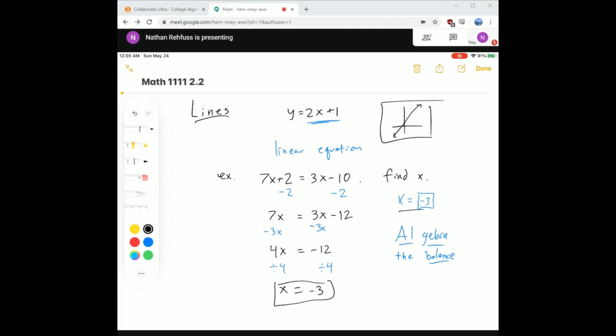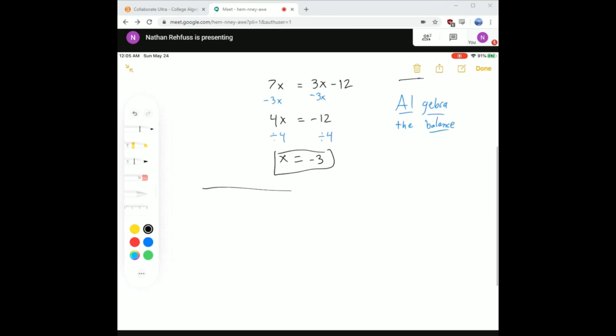Let's do another example. This one's a little messier. Let's say that 12 minus 5 times the quantity x plus 3 is equal to 2x minus 5.